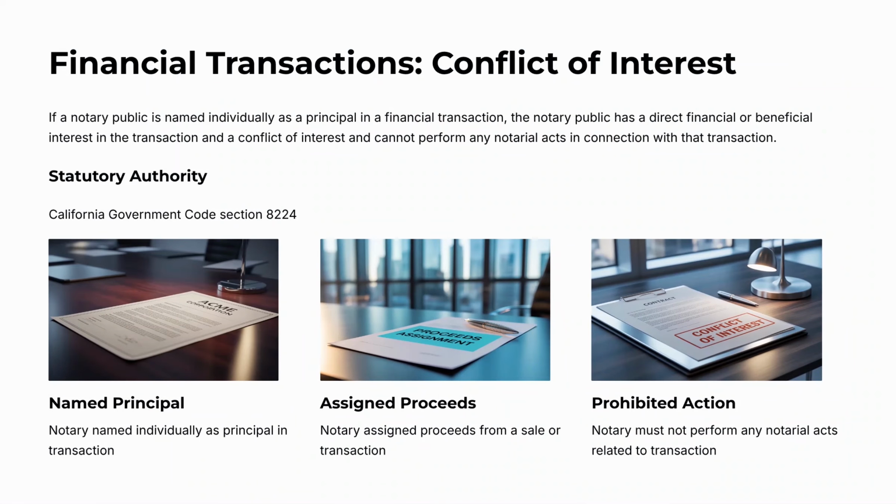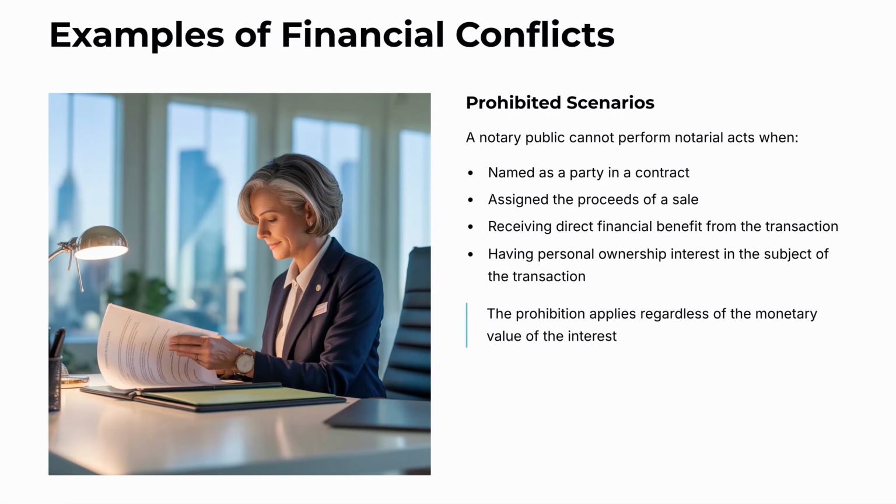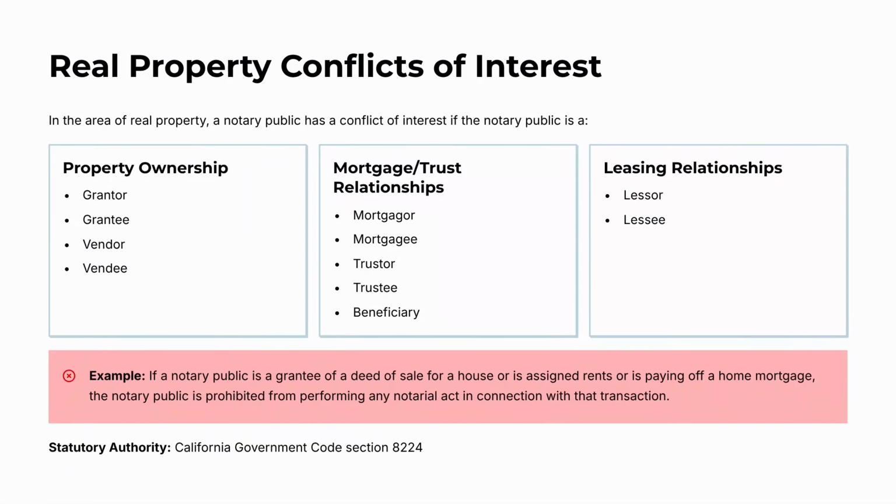Section 1. Financial transactions. If a notary public is named individually as a principal in a financial transaction, the notary public has a direct financial or beneficial interest in the transaction and a conflict of interest and cannot perform any notarial acts in connection with that transaction. California Government Code Section 8224. For example, if the notary public is named as a party in a contract or is assigned the proceeds of a sale, the notary public has a direct financial conflict of interest and must not perform any notarial acts in connection with the transaction.